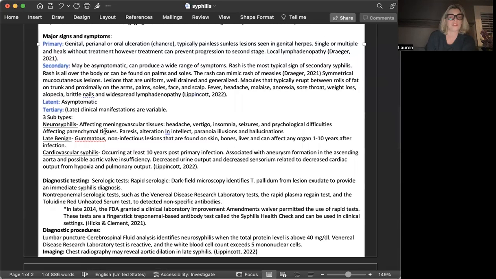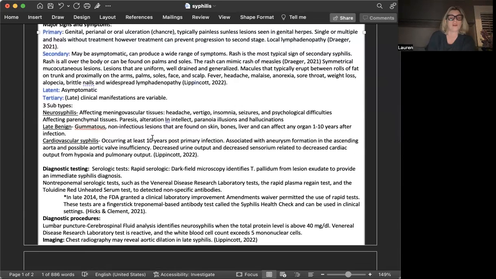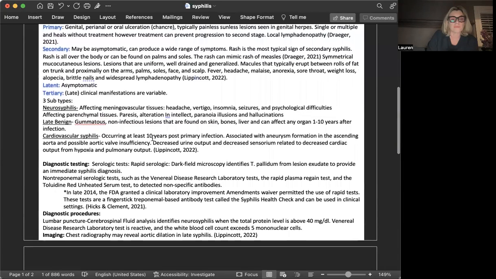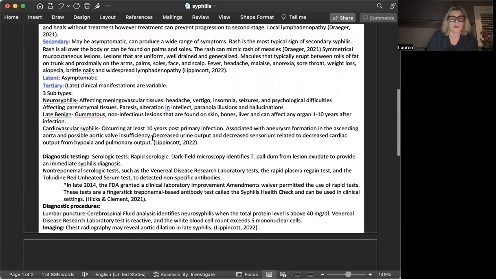For latent, as I mentioned before, asymptomatic. Tertiary, these are more of your late clinical manifestations, and they vary. As I mentioned above, cardiovascular syphilis occurs at least 10 years post primary infection. You can see that it's associated with aneurysm formation in the ascending aorta.